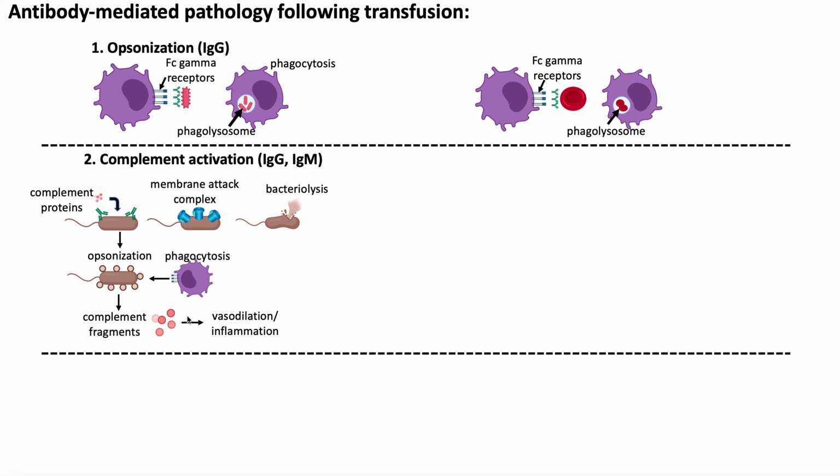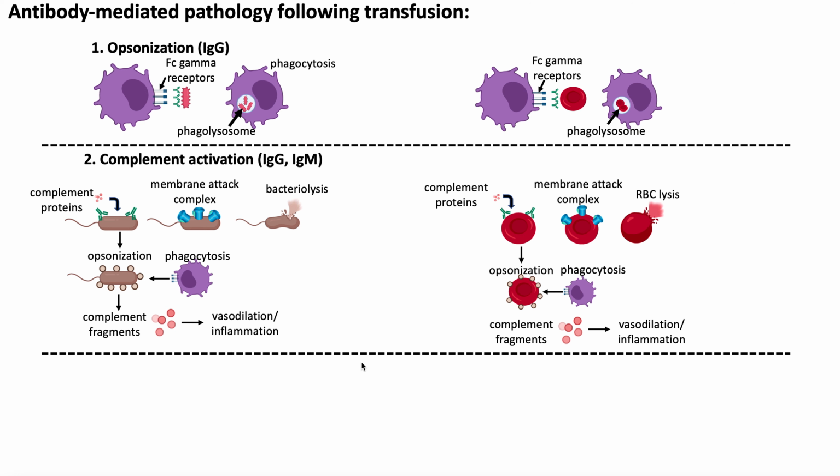And some complement fragments are soluble and can directly act on endothelial cells and induce vasodilation and inflammation, or in other words, they are vasoactive. All of these mechanisms can be present in transfusion reactions. Antibodies bound to the surface of red blood cells can induce complement activation and the formation of membrane attack complexes and red blood cell lysis, opsonization and phagocytosis, as well as vasodilation and inflammation in that area.